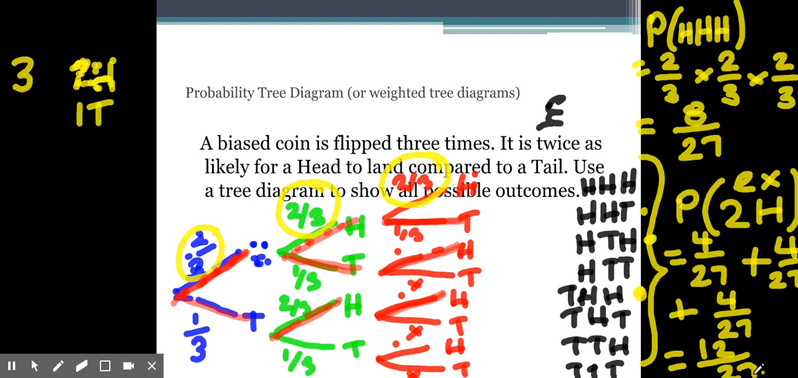So you'll notice again that this is different. The probability of getting exactly 2 heads on this weighted tree diagram is 12 out of 27, even though if I just looked at the outcomes, there's 3 out of 8 outcomes. And that's because the outcomes are not equally likely, and I have to look at each individual chance at each individual step to work it out.